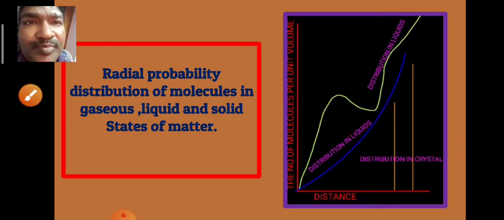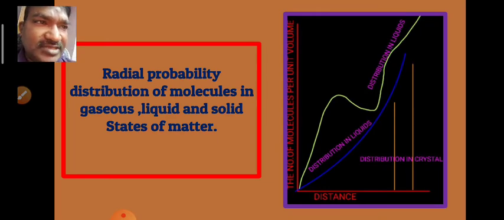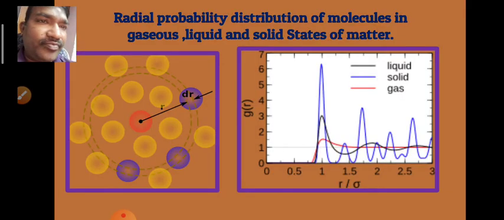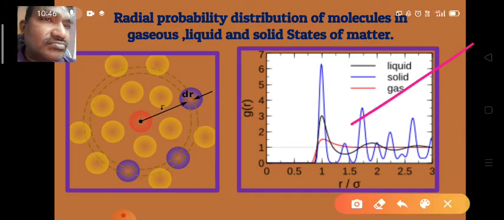We get the radial probability graphs from the X-ray point of view. From X-ray diffraction experiments, we get the radial probability curves. So again, this is also a radial probability curve.